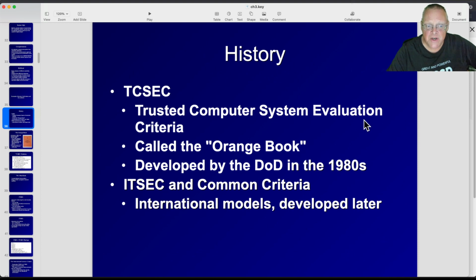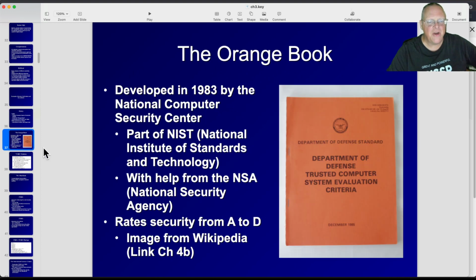So TCSEC is where it all started, the Orange Book from the Department of Defense in the 80s. And then after that came ITSEC and Common Criteria. Those are later improvements on TCSEC. So there's the picture of the glorious Orange Book determining what it takes to be a trusted computer system.